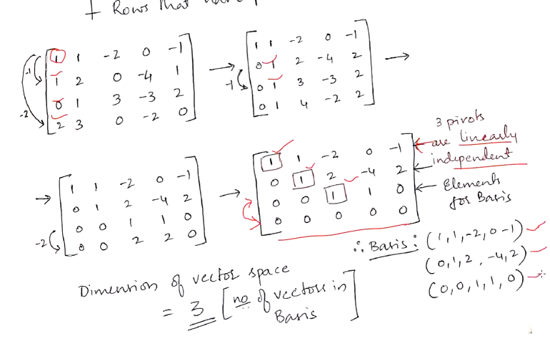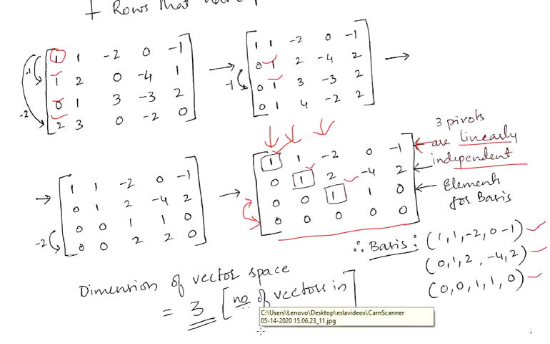Part B in the question is the dimension of the vector space. That is nothing but the number of vectors in the basis. So how many vectors are there? There are 3 vectors, 1, 2 and 3. These are the 3 vectors in the basis, so the dimension is 3. Okay, thank you.